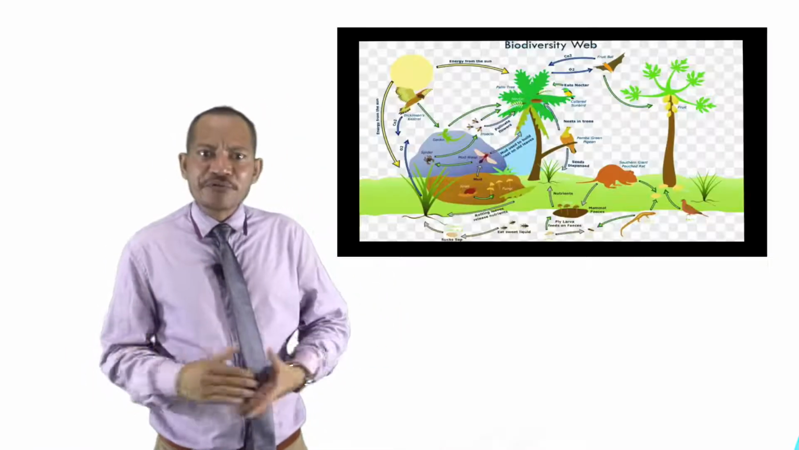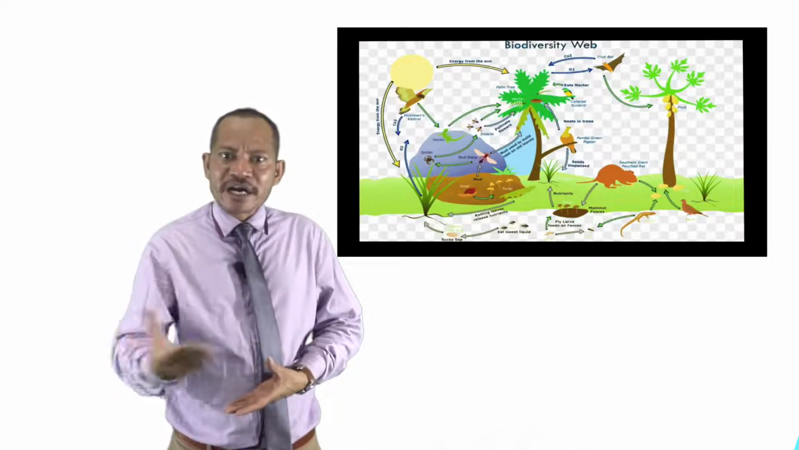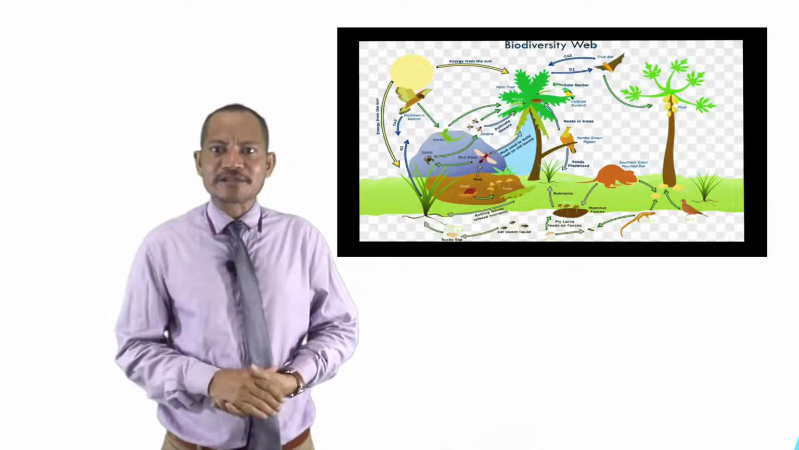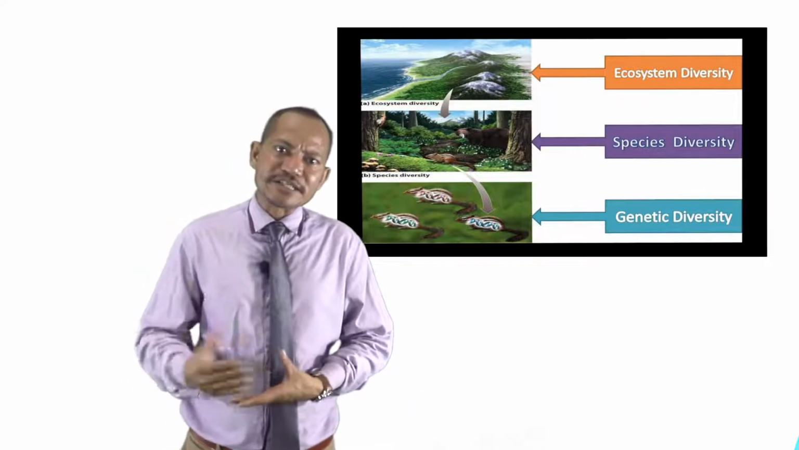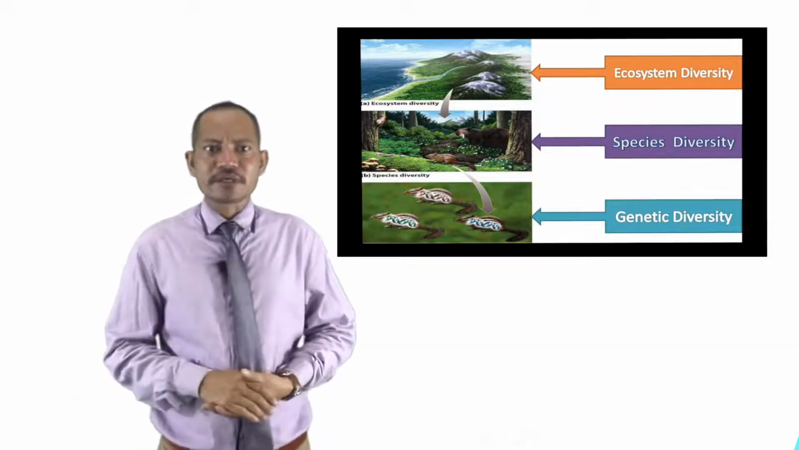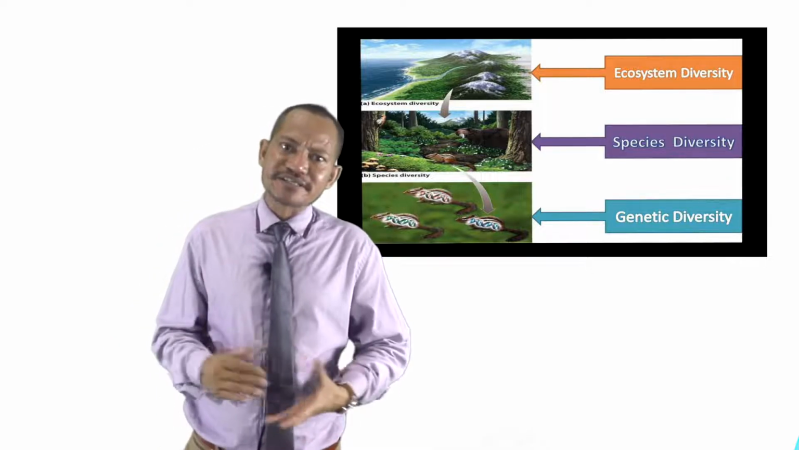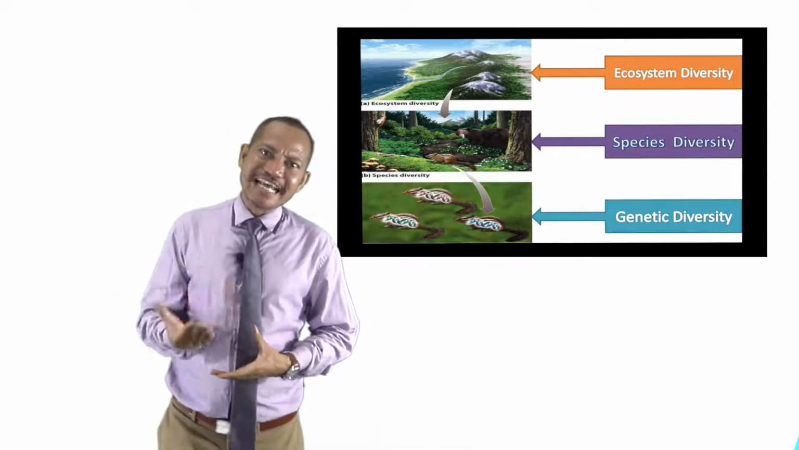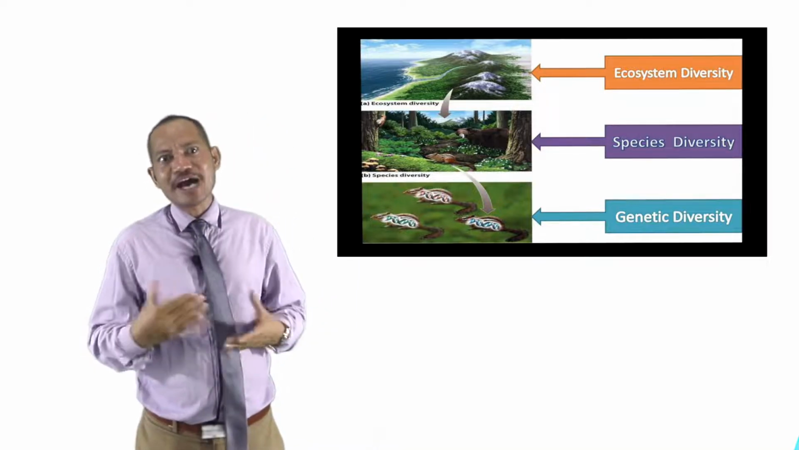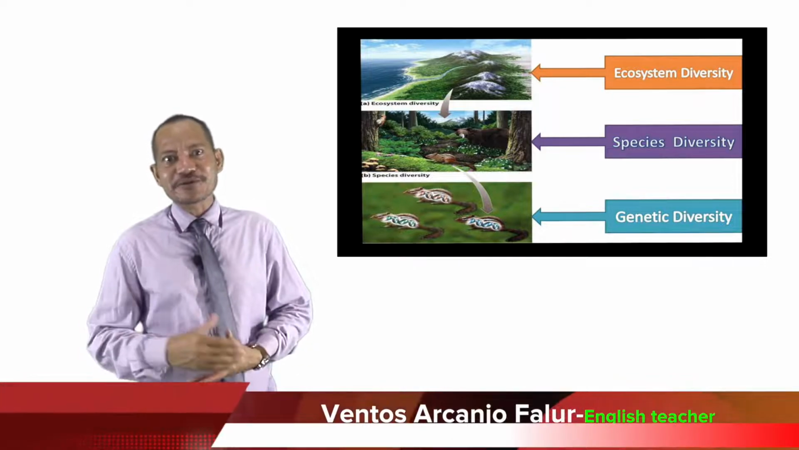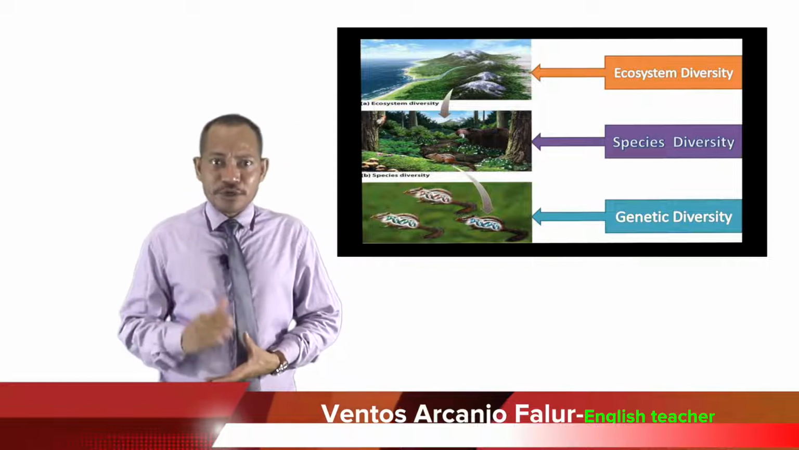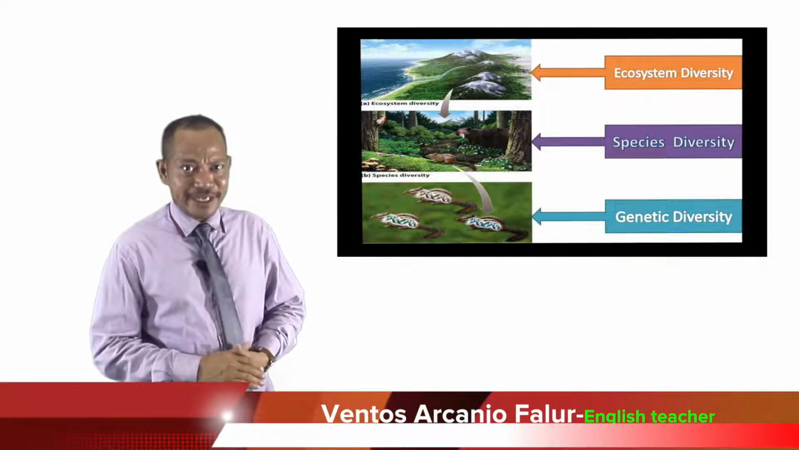So, biodiversity refers to the variety of life on Earth at all its levels, from genes to ecosystems, and can encompass the evolutionary, ecological, and cultural processes that sustain life. Okay, the next one is genetic diversity, which describes how closely related the members of one species are in a given ecosystem. As you are about to see in this example picture.